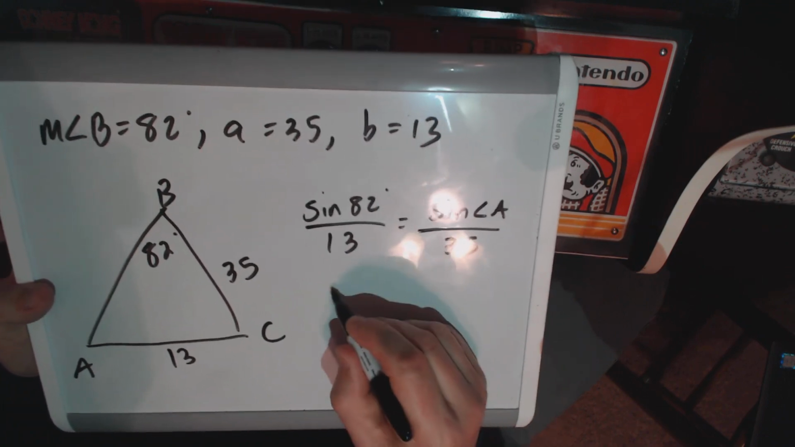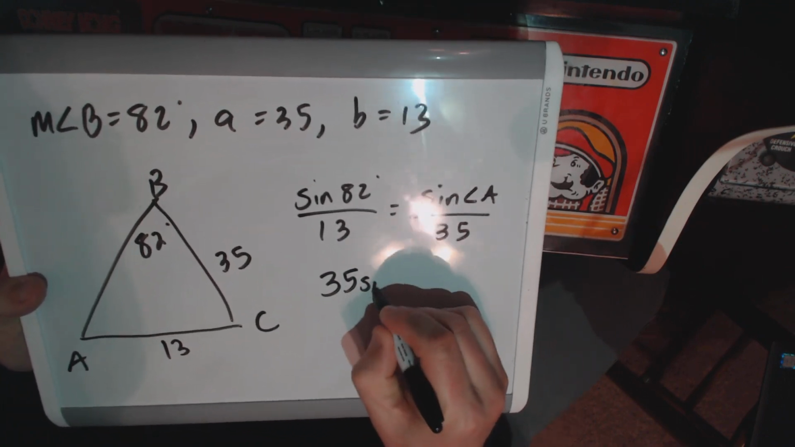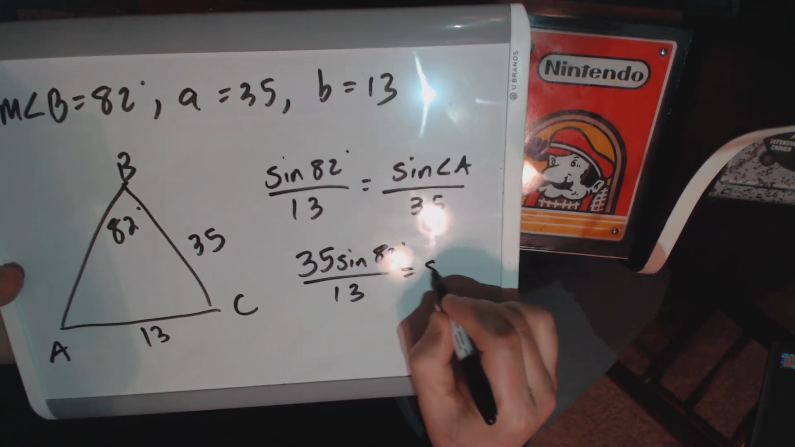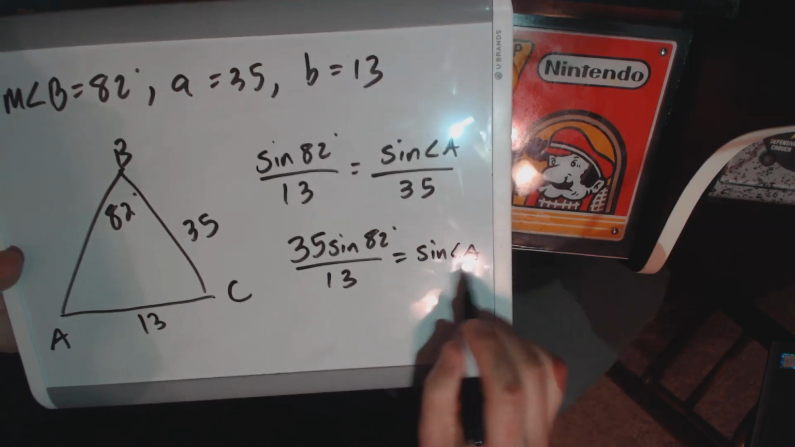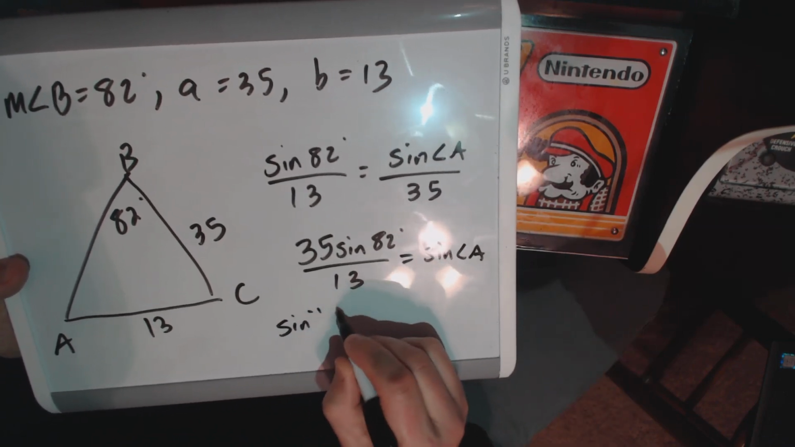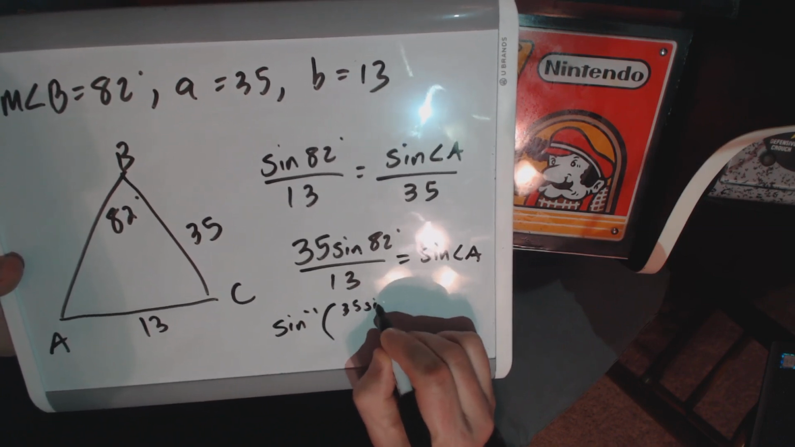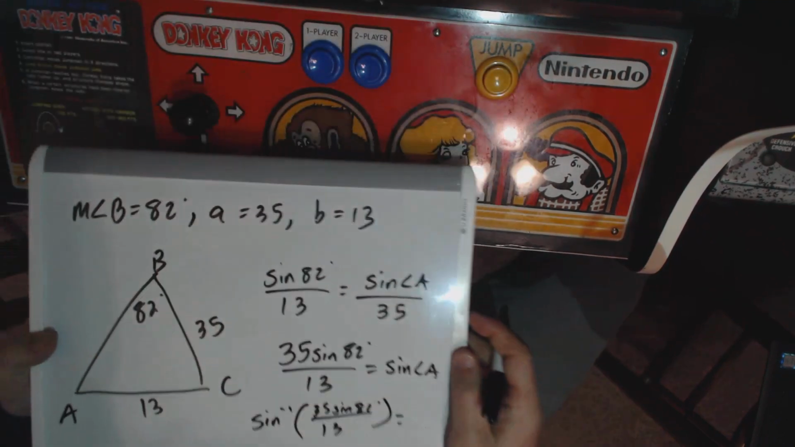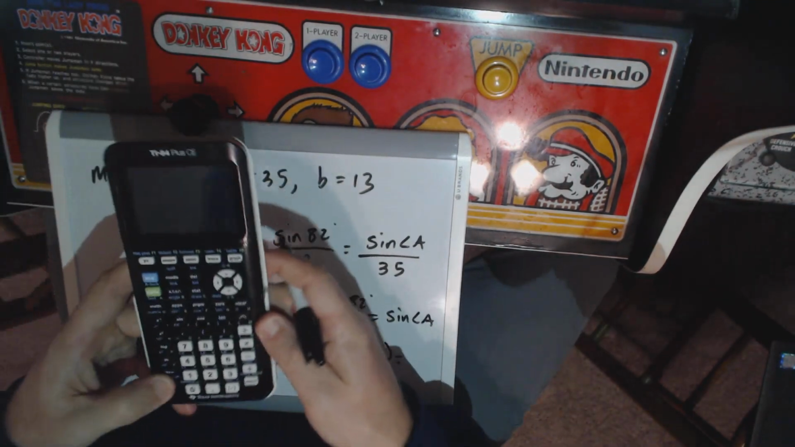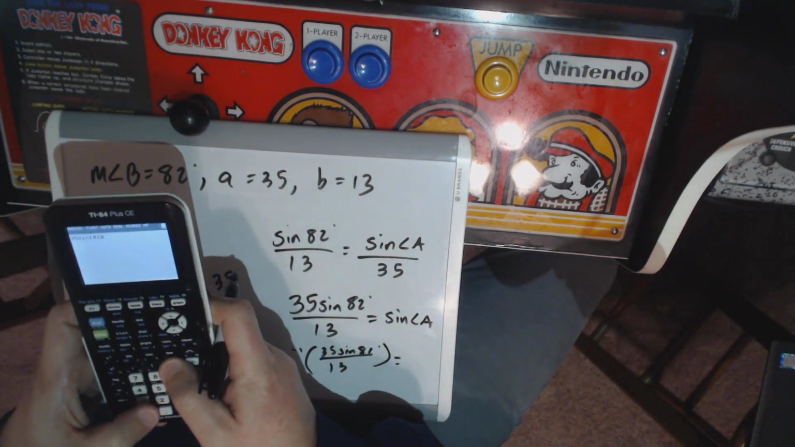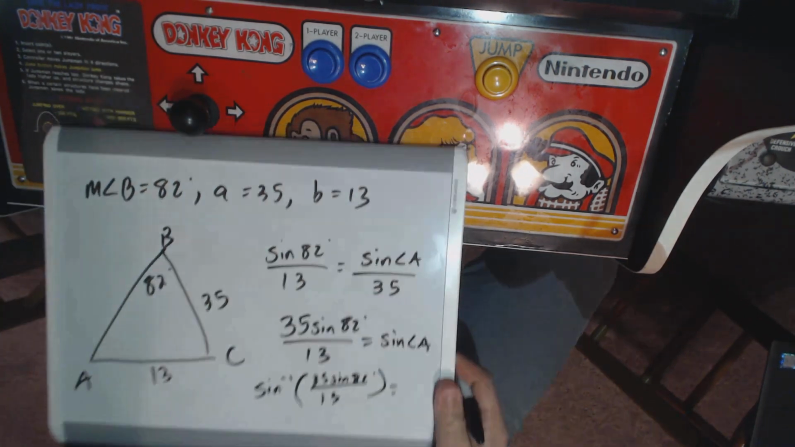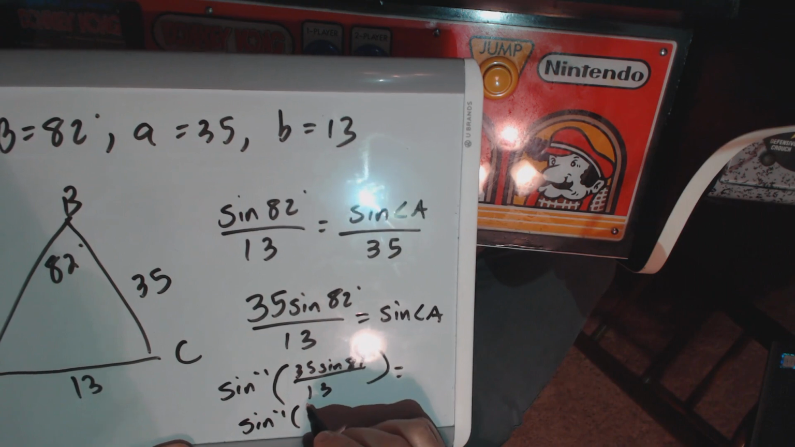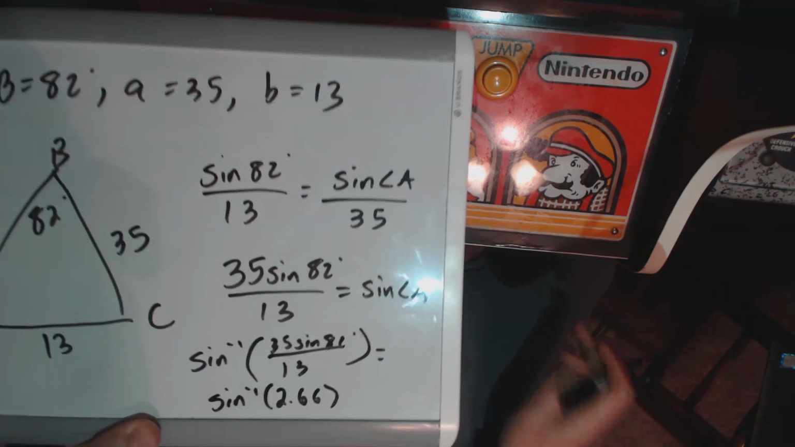So we say 35, watch this. This is how easy this is, 35 sine 82, right? Divided by 13 would equal sine of angle A, okay? So the way you do this is you just say, okay, I'm going to do inverse sine of all this stuff. That'll give me our answer, okay? So watch this. 35 sine 82 divided by 13. So look, 35 sine 82 over 13. I got inverse sine of 2.66. Now I'm going to stop there.